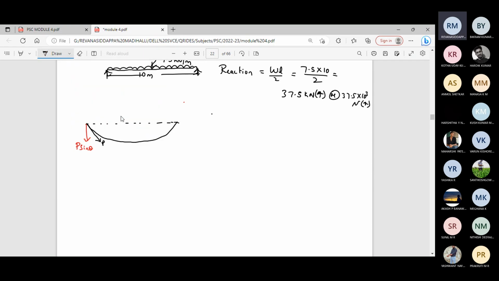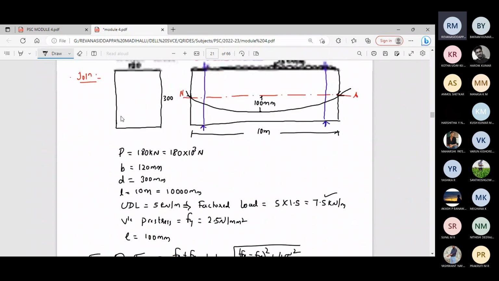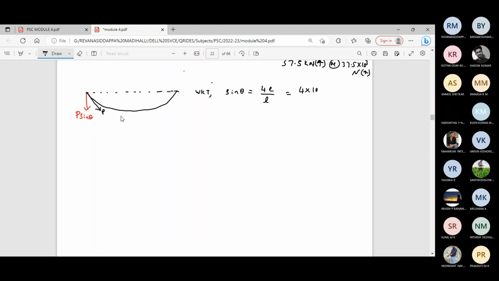We know the formula for finding the sin theta of a parabolic cable at the support. Sin theta is equal to 4E by L. So 4 into eccentricity at midspan, 100 mm, divided by total length of the beam, 10 meter means 10,000 millimeter. So by this you will get sin theta as 0.04.